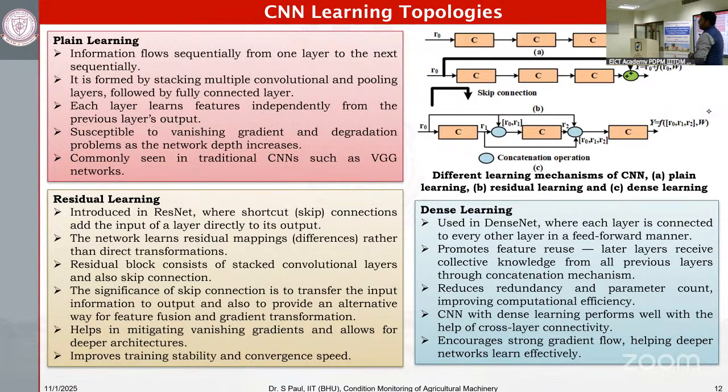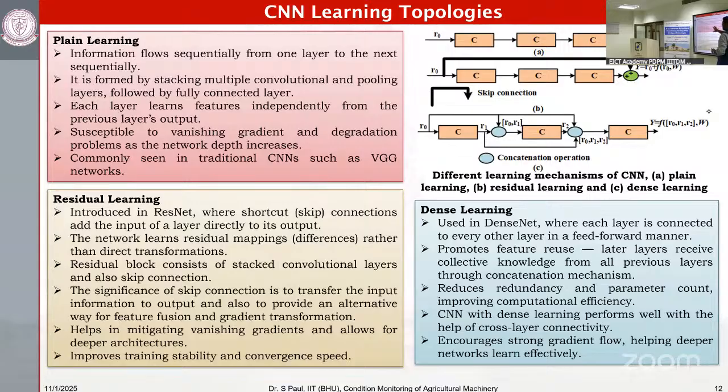Now, how can you make your CNN learn any image or any signal? Because you have a convolution layer, a pooling layer, a flattening layer, and a fully connected or ANN layer at the last. But depending upon what operations you do, you have three different learning techniques for the CNN topology.